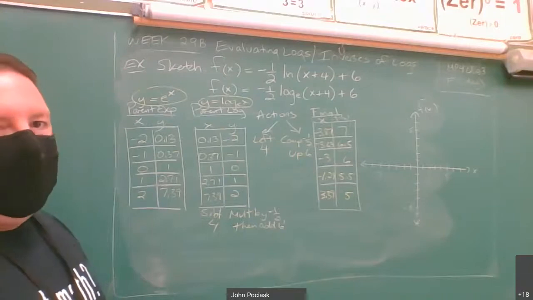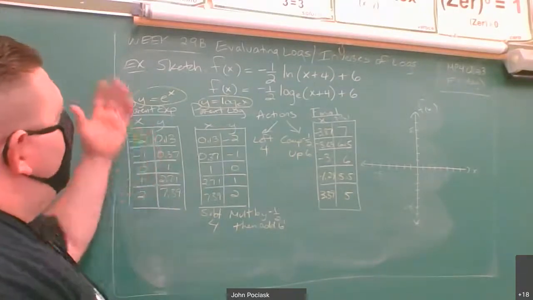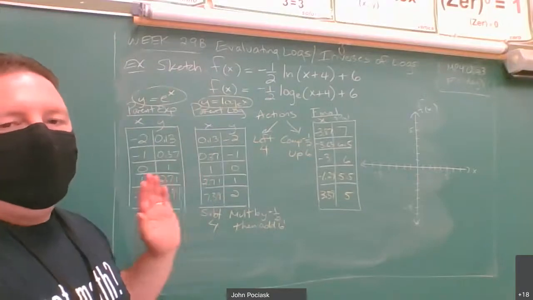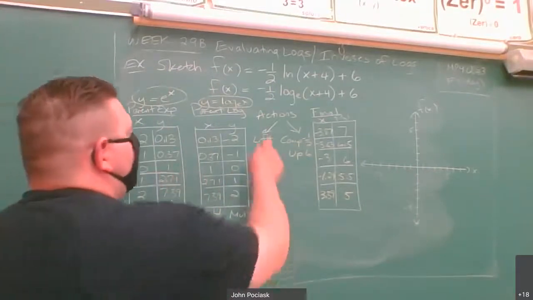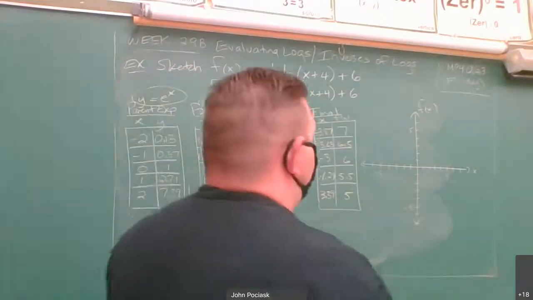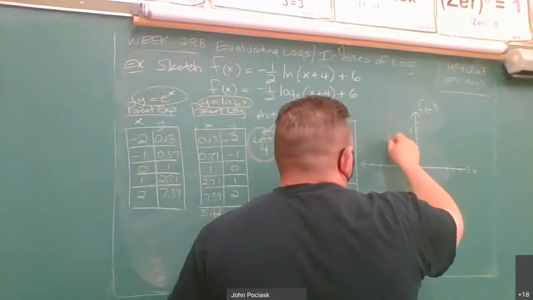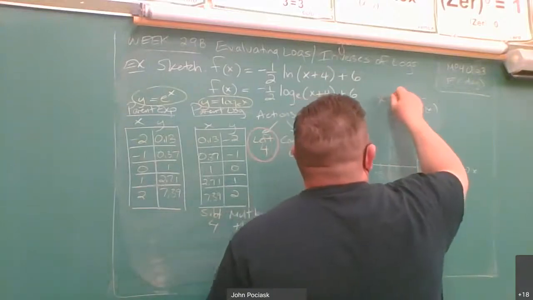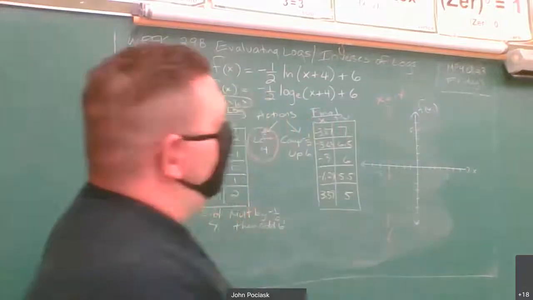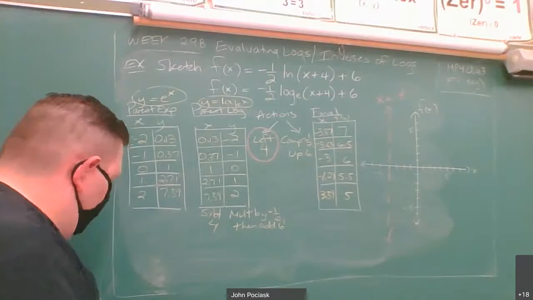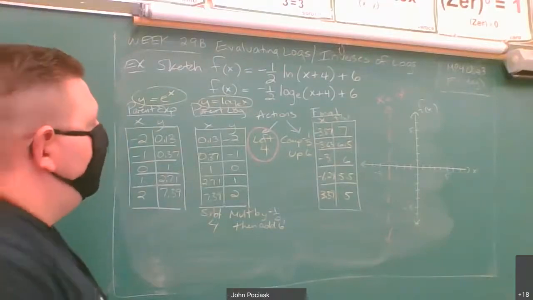First thing you should put on your graph is your asymptote. Asymptotes for any kind of logarithmic function correspond with the left-right movement. So that's here, left 4. So I move left 4, the asymptote. That is the line x equals -4. And then I'll start plotting my points.